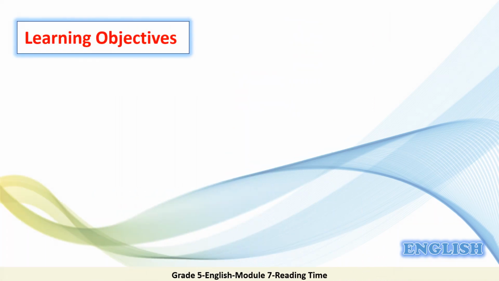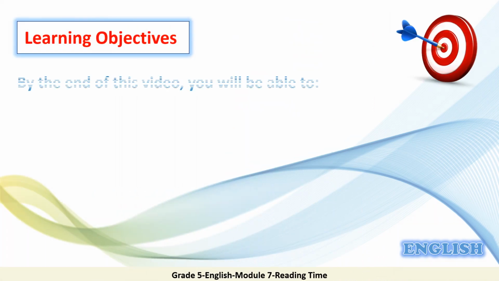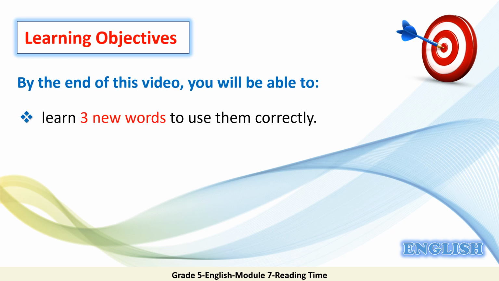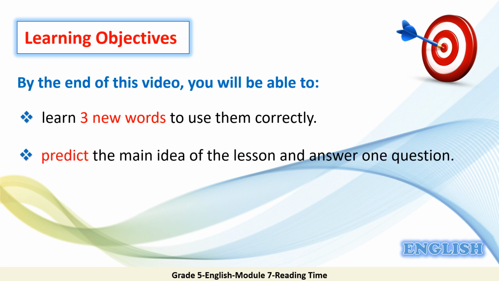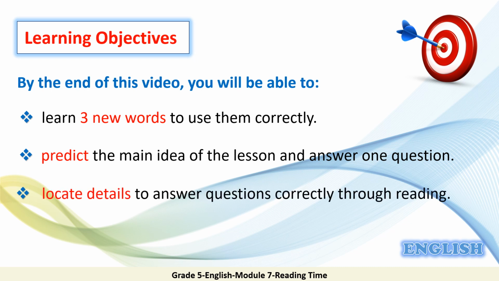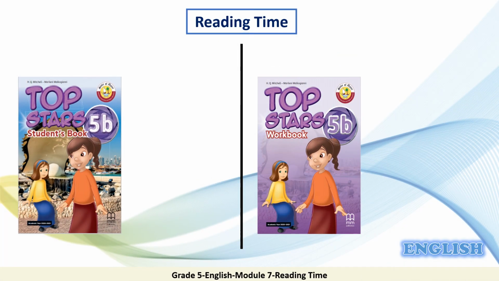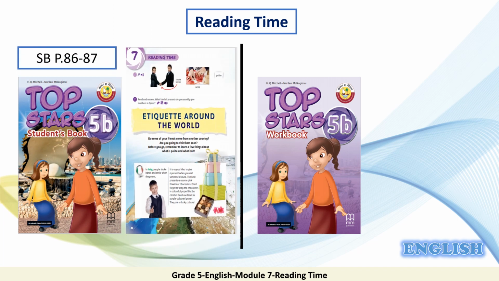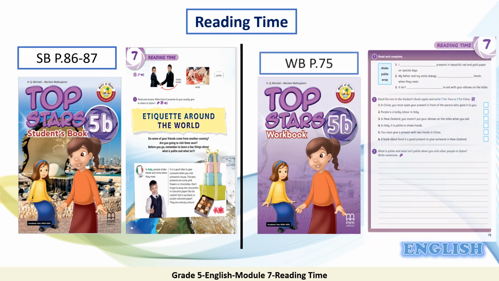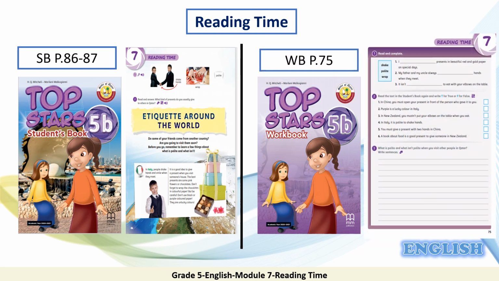Well, let's start with the learning objectives. By the end of this video, you will be able to learn 3 new words and use them correctly, predict the main idea of the lesson, and answer one question. Locate details to answer questions correctly through reading. You can find this lesson in your student book, pages 86 and 87, and in your workbook, page 75. Don't forget to open the right pages.